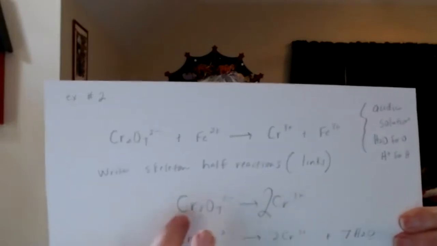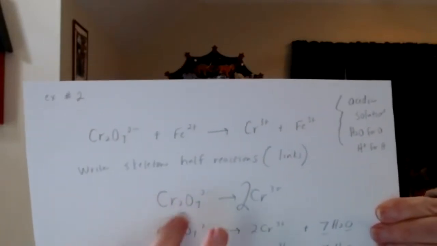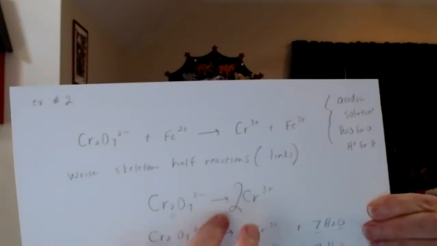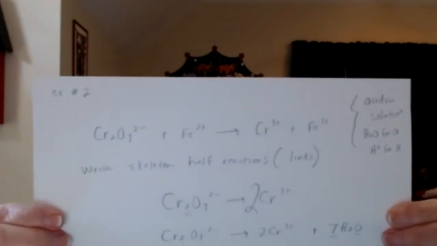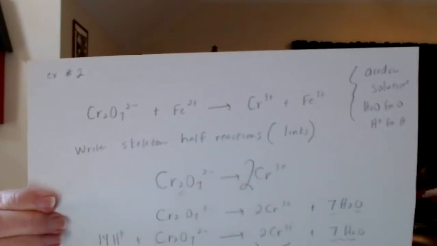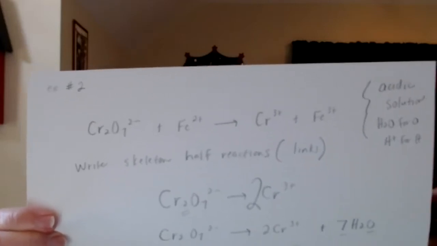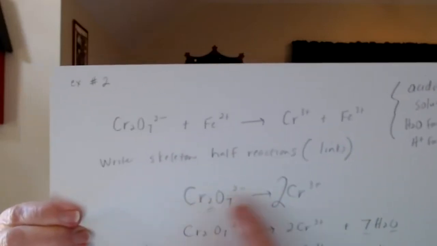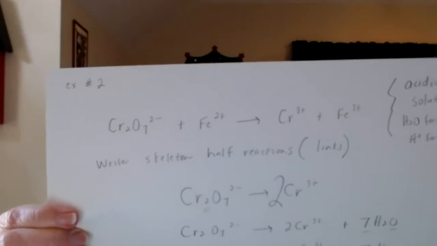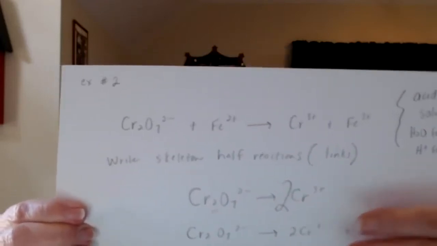So I connect my links. This is just the first one, okay? So it's dichromate 2- going to chromium 3+. That's my link. The number one thing you have to do in this half reaction method, always, make sure your links are balanced atomically. So I just did.